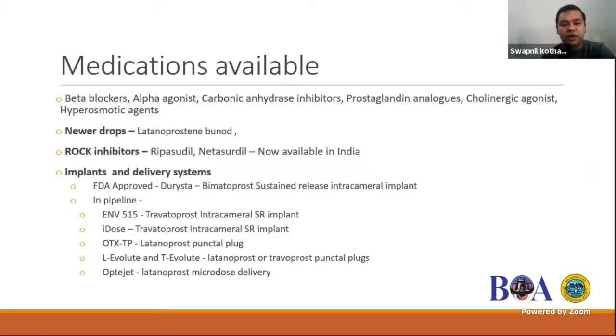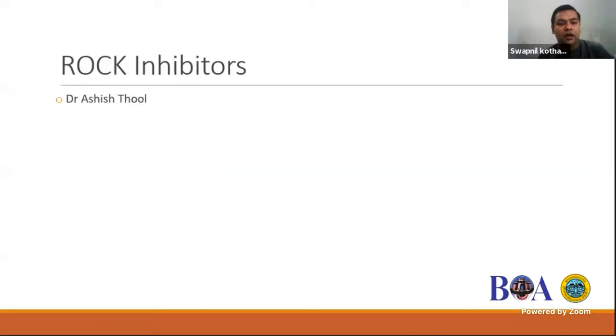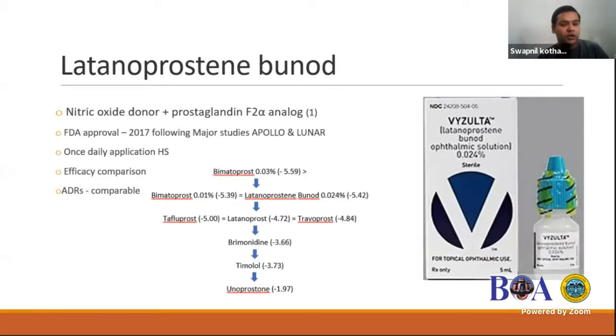Currently, we have beta blockers and carbonic anhydrase inhibitors, etc. In the newer drugs which are in the pipeline, which are latanoprostene bunod, ripasudil, netarsudil, as well as a few implants, which I'm going to discuss in this talk. ROCK inhibitors are going to be taken care of by Dr. Ashish Thool, who's the next speaker. So I'm going to skip over that part for this talk.